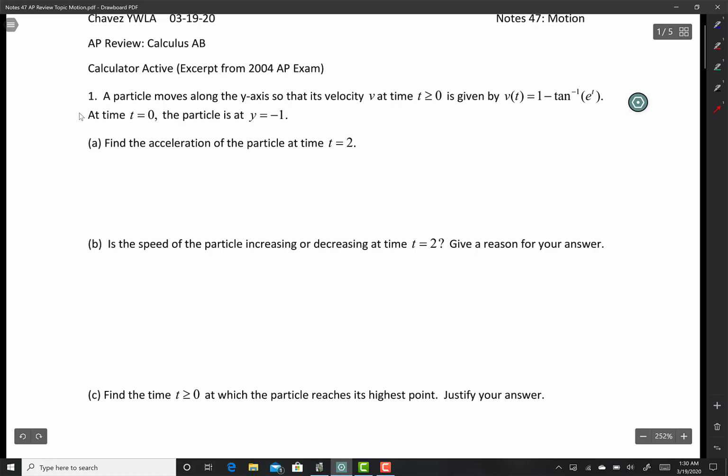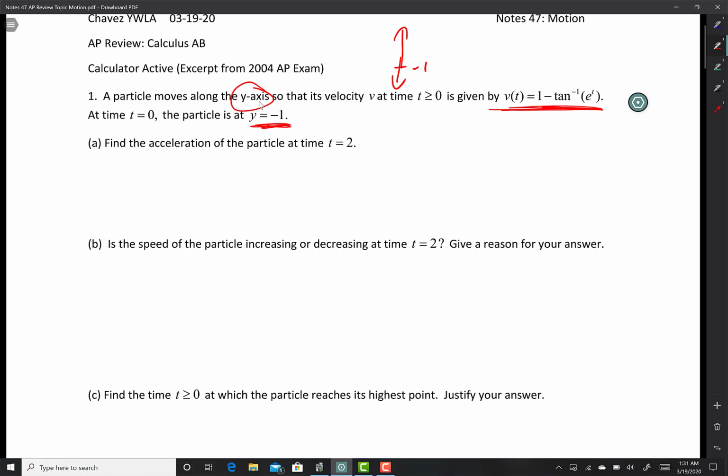So it starts with a particle moves along the y-axis. So understand that you're either moving up or down. So there's velocity v at a time t greater than or equal to 0 is given by, and this expression tells you your velocity. At time t equals 0, the particle is at this position, -1. You're either moving up or down, guys. So you're at some position, -1, at time equals 0. It says, find the acceleration of the particle at time t equals 2.